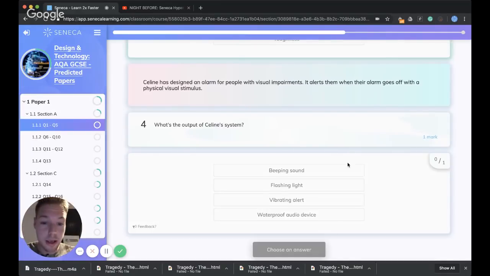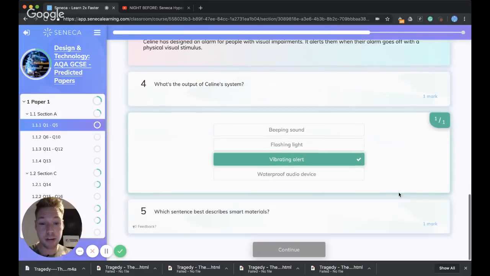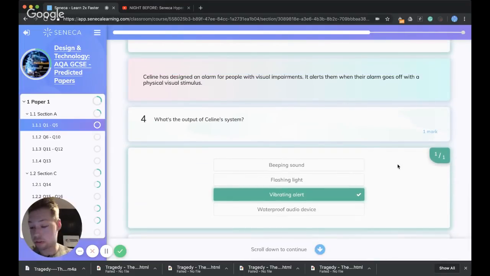So Selena's designed an alarm for people with visual impairments. It alerts them when the alarm goes off with a physical visual stimulus. So it's a physical visual stimulus. So what do people think? So people saying beeping, people are saying the flashing light. So it's actually a vibrating alert, okay? So the reason the alarm is designed for individuals with visual impairment, so they won't be able to see the flashing light. When the alarm goes off with a physical visual stimulus, physical means like something moving, so it's got to be vibrating. So make sure you read those questions carefully to make sure you're getting those marks, okay?